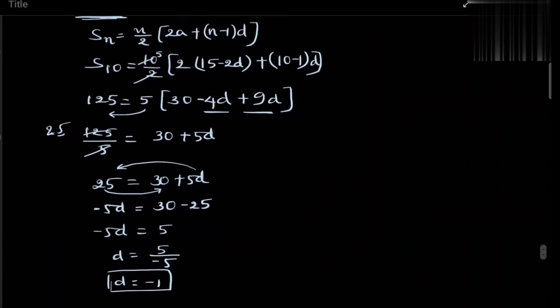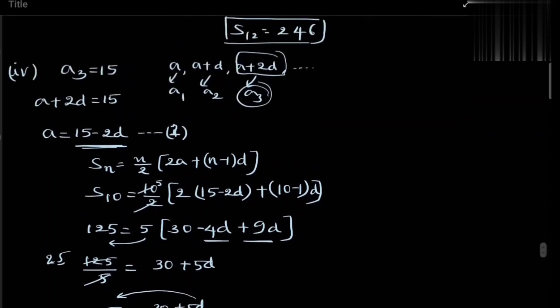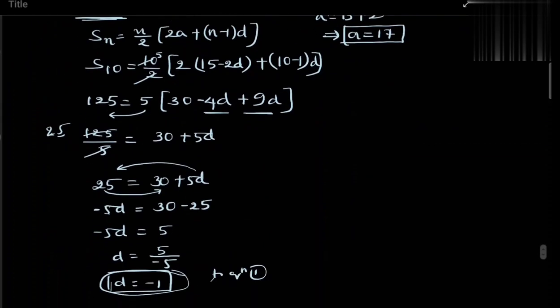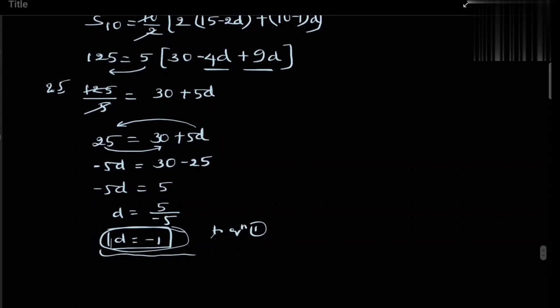So next, substitute the common difference in equation 1. So a is equal to 15 minus 2 into minus 1. Minus into minus will become plus 2. So a is equal to 15 plus 2, that is 17. Therefore the first term is 17 and the common difference d is minus 1.